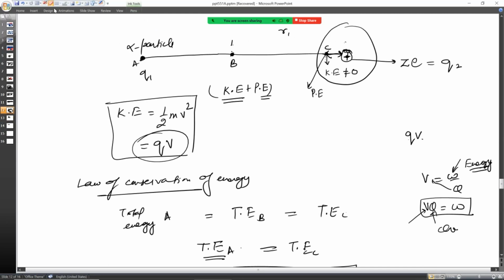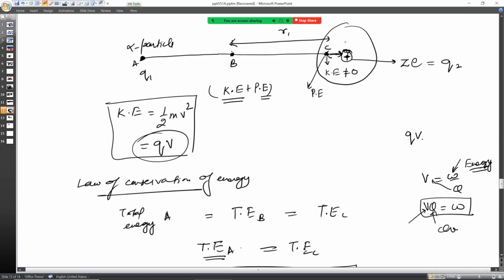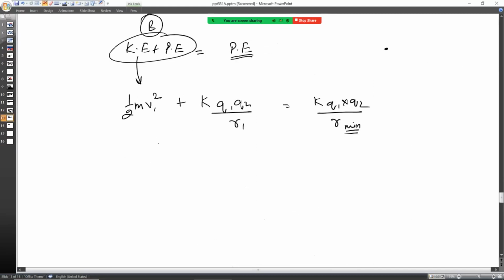Noting this one, moving further, this is the energy of this one. The total energy at point C will be K into Q1 into Q2 upon R minimum. Here, the distance the particle has reached is the R minimum distance. At point B, we are just talking about the B and C points, so this is the R1 distance. When we do question 2 or 3 regarding this, it will be more clear. So this is the formula that we have to put.